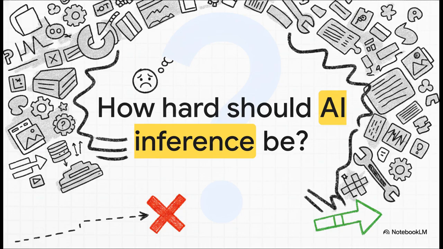But before we get to the magic, let's talk about the elephant in the room. How hard should AI inference actually be? Historically, it's been a massive headache. You can't just grab a model off a shelf and hit go. Developers have had to wrestle with complex underlying code, handle totally different data modalities from scratch, and write tons of custom logic just to get a simple prediction out of a model. It's tedious, it's super error-prone, and it really slows down innovation.